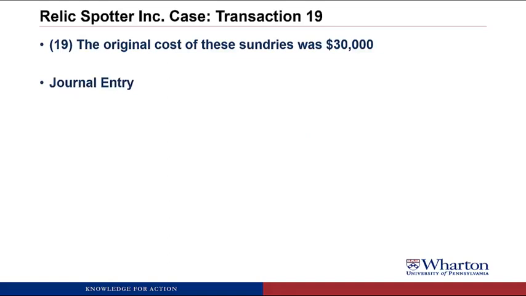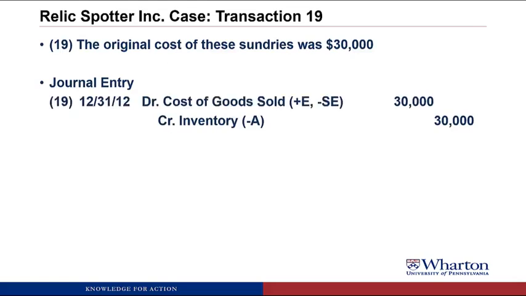In this journal entry, we're going to take care of the inventory part of the sundry sales transaction. So if we sold sundries, our inventory went down. Inventory is an asset. We make an asset go down with a credit, so we're going to credit inventory for $30,000. Our debit here is going to be something called cost of goods sold, which is an expense. This is what we call the product cost when we make a sale. The original cost of the inventory becomes an expense called cost of goods sold that we match with the revenue that we get from selling the sundries. So we debit this expense, cost of goods sold, for $30,000, which then will reduce stockholders' equity.